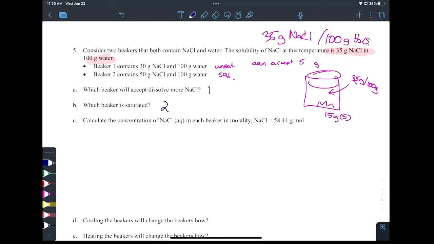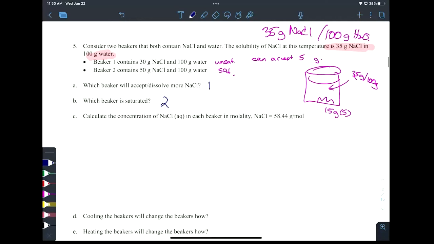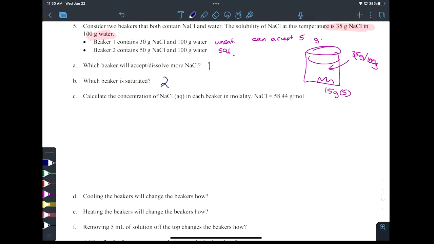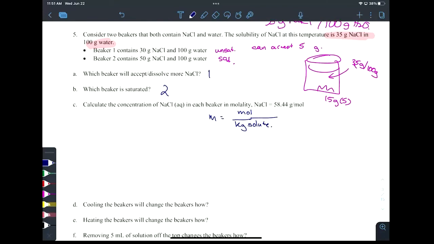Okay. Calculate the concentration of NaCl in each beaker in molality. Yay. Okay, molality. What unit is that? Moles over kilograms of solute. Yeah, molality. I didn't misspell molarity. No, I mean molality. All right. So based upon this, moles of what exactly? Salt, NaCl. Okay, good.